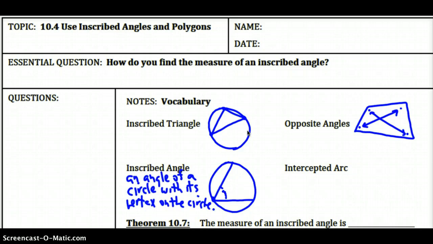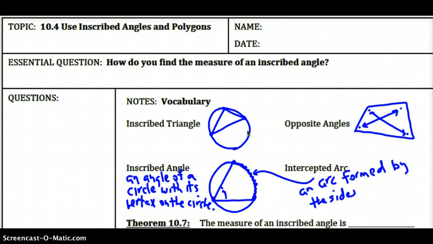Alrighty. Now the intercepted arc is an arc that is formed or separated from the circle via an angle. So right here, from here to here, that's our intercepted arc. So it's an arc formed by the sides of an angle.